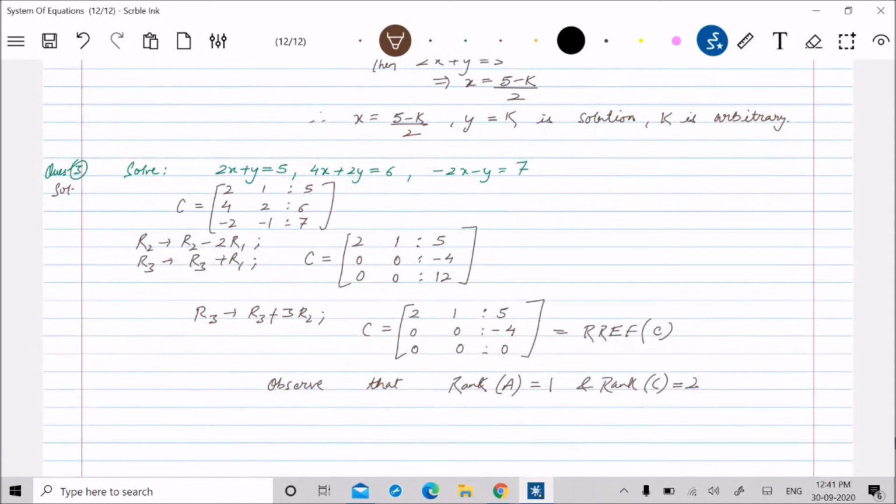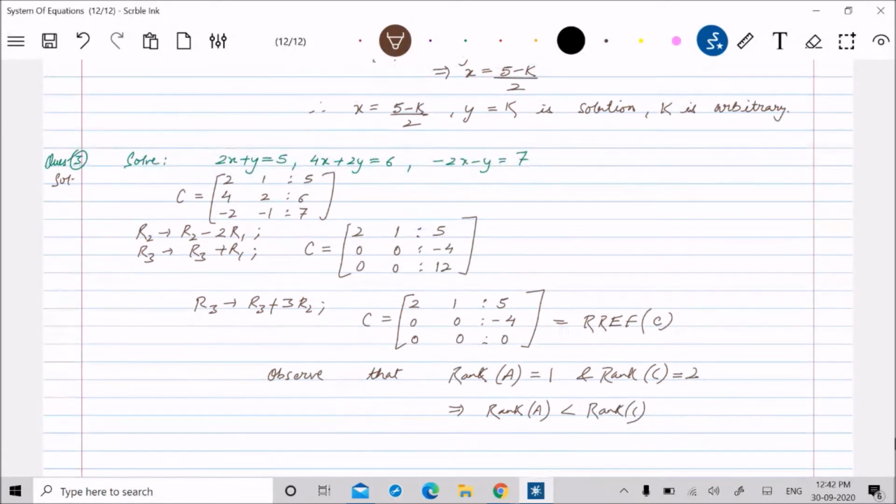So that is rank of A is less than rank of C, and when it happens, it implies that there is no solution. Therefore, no solution, because the system is inconsistent and has no solution. I hope you got this point.